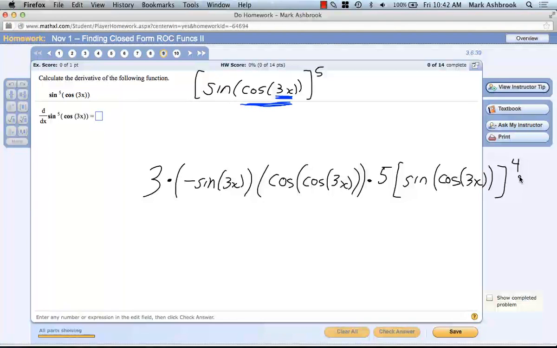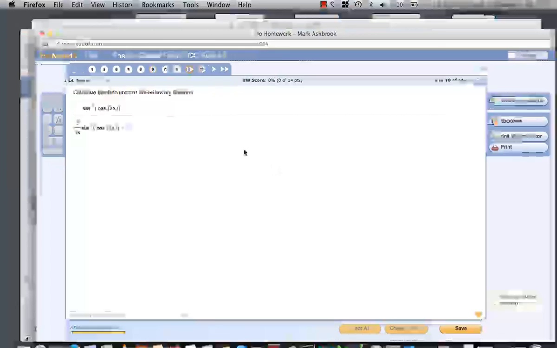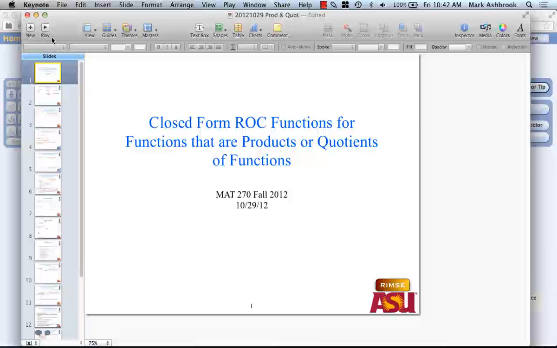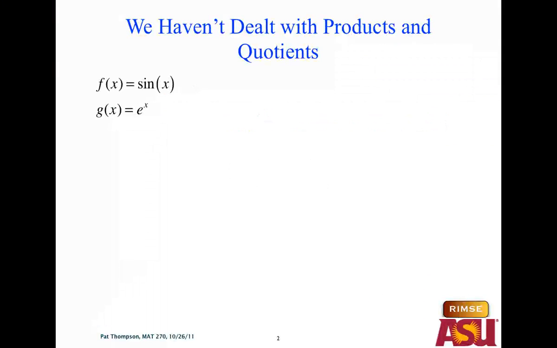Okay, other questions? All right, so we've got some more rules to do. What we haven't dealt with yet is products and quotients. So consider these two functions. And let's talk about the sum.